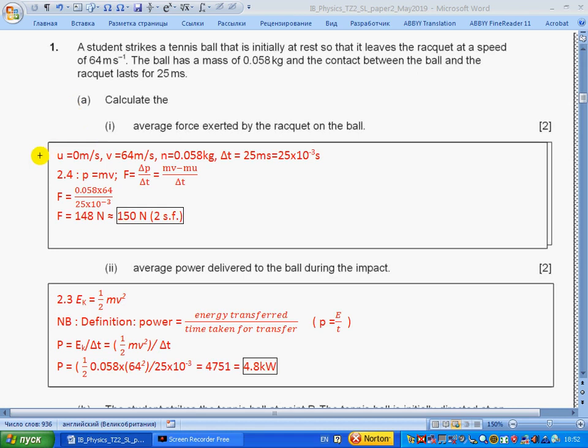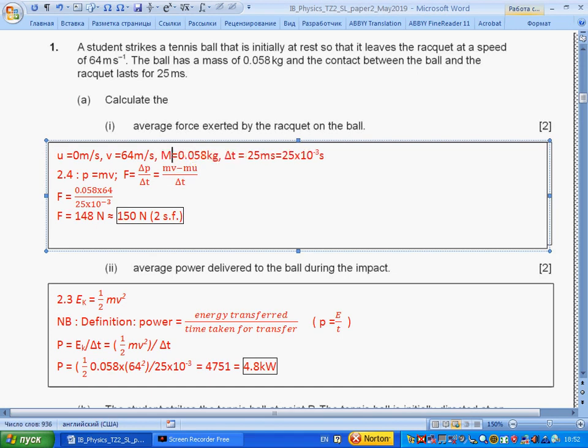Given is the initial condition: u equals 0 meters per second, v equals 64 meters per second, and the mass is given, so the mass should be small. And for time, we convert milliseconds into seconds.